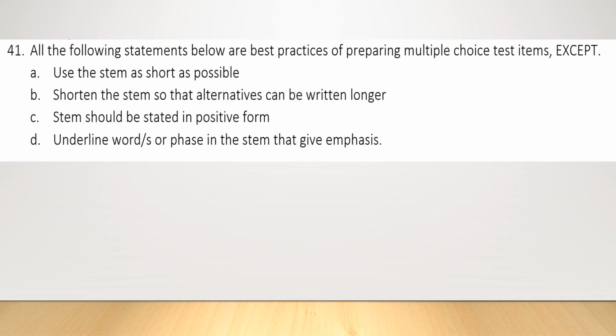Number 41, all of the following statements below are best practices of preparing multiple choice test items, except. Negative word ha. Pero sa lett na gini siya. Ang purpose sa mga ini nga i-avoid ang negative is sa atong mga estudyante. Pero kita teachers, professionals, it's okay for us to encounter questions containing negative words. So the correct answer is shorten the stem so that alternatives can be written longer. So sayop na siya. Kung imong taas ang alternatives, automatically mulahi na siya nga mao ni ang correct answer. Okay?